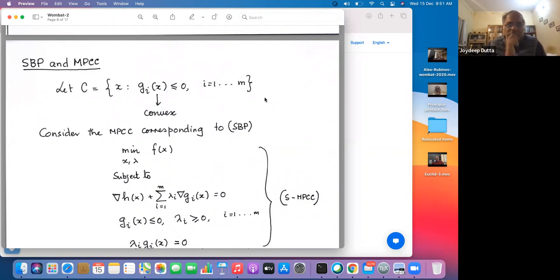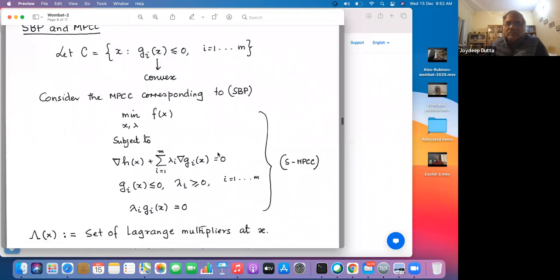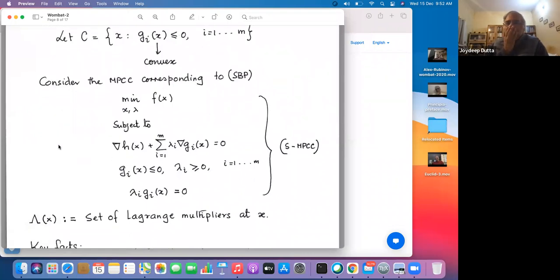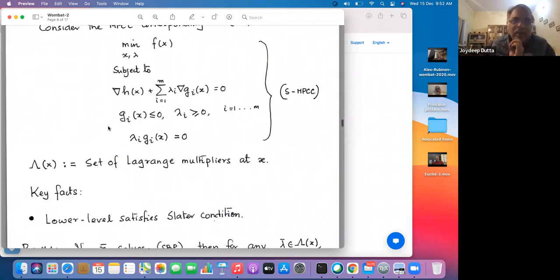So if I write down the set C as g_i(x) less than or equal to 0, then the corresponding MPCC to the SBP is of this form. Right? We really have to solve this to get there. So are the SBP and its MPCC version the same? Let us see. The interesting fact is that the huge difficulty that we had in the actual bilevel programming to a large extent vanishes here. Let us see what happens.